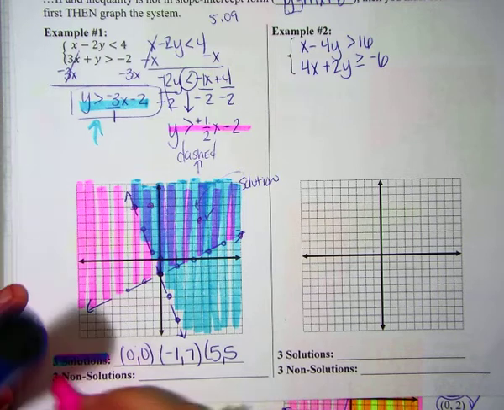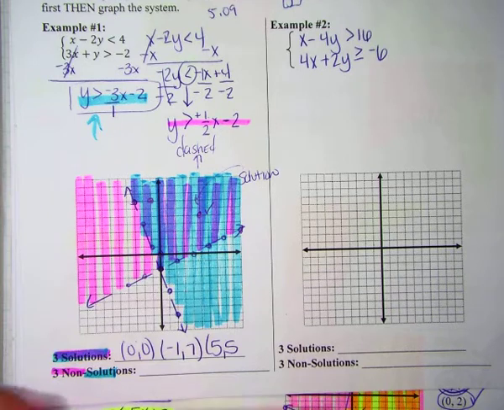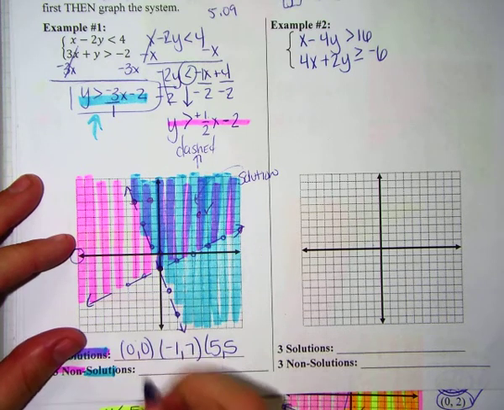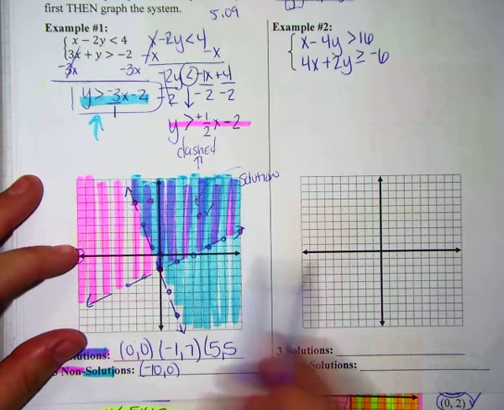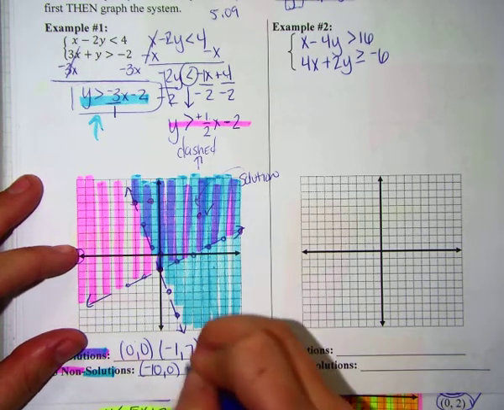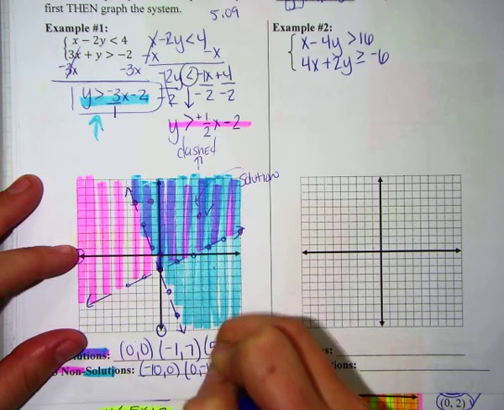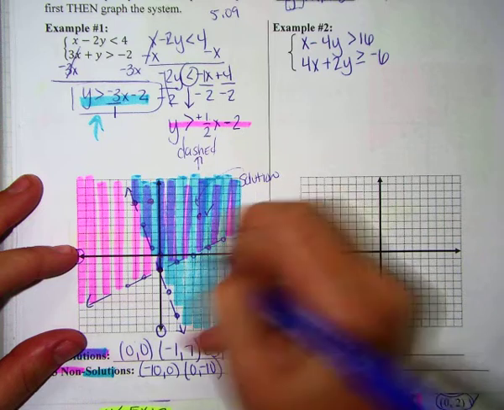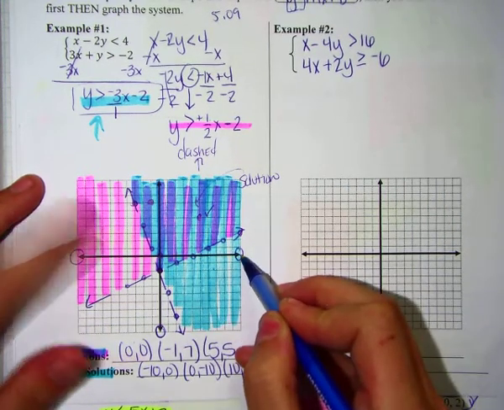Non-solutions are ones that are in the strictly pink, the strictly blue, or the white section. So for example, negative 10, 0 might be a solution to the pink, but it's not a solution to the blue. 0, negative 10 is a solution to neither one. And then 10, 0 is a solution to the blue, but not the pink.